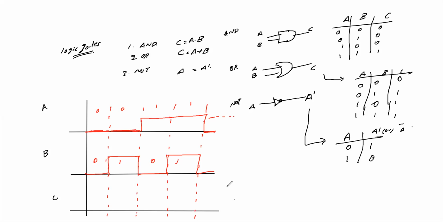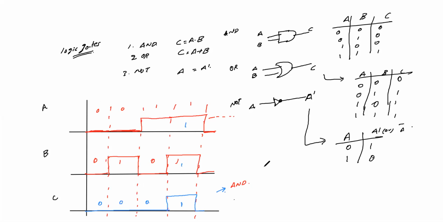For C, I'll take it as the AND gate first. For the AND gate, the pulse will be like this. If both are 1, then only the output is 1. Or else what will happen? The pulse will be 1 here, and others will be 0. So 0, 0, 0. This is your AND output.